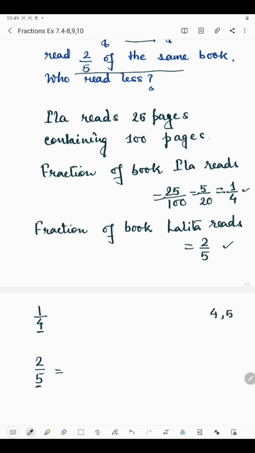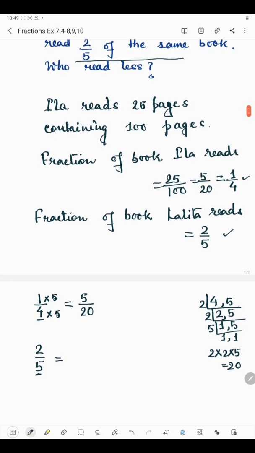The LCM of 4 and 5: 2 2s are 4, 5 cannot be divided by 2, so it's 5; 2 1s are 2, 5 will remain same, and 5 1s are 5. So 2 into 2 into 5, 2 2s are 4, 4 5s are 20. So it's 20. What should be multiplied by 4 to get 20? It's 5. Now the same number is to be multiplied by the numerator also. So 5 multiplied by 1 is 5, and 4 5s are 20. So the fraction will become 5 by 20.